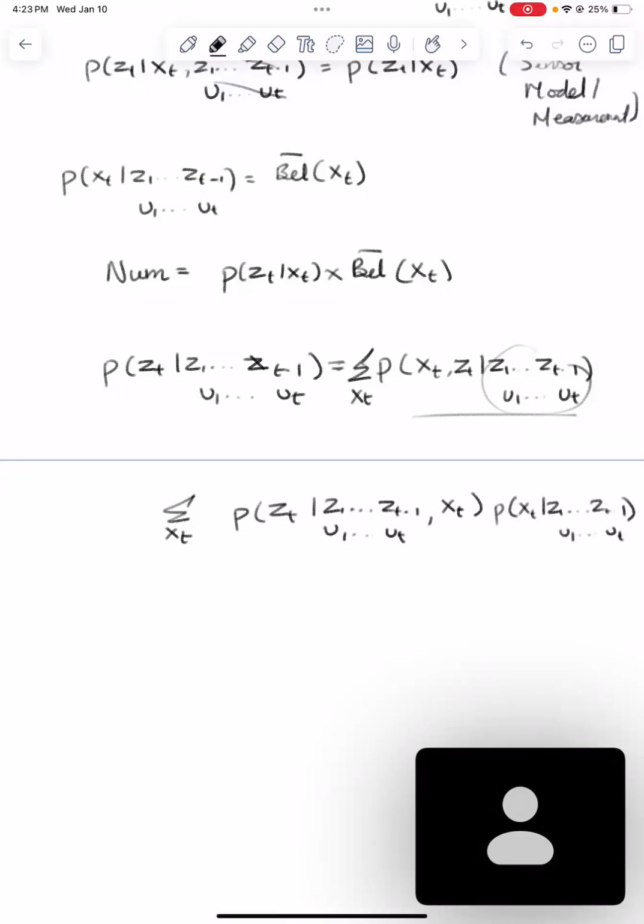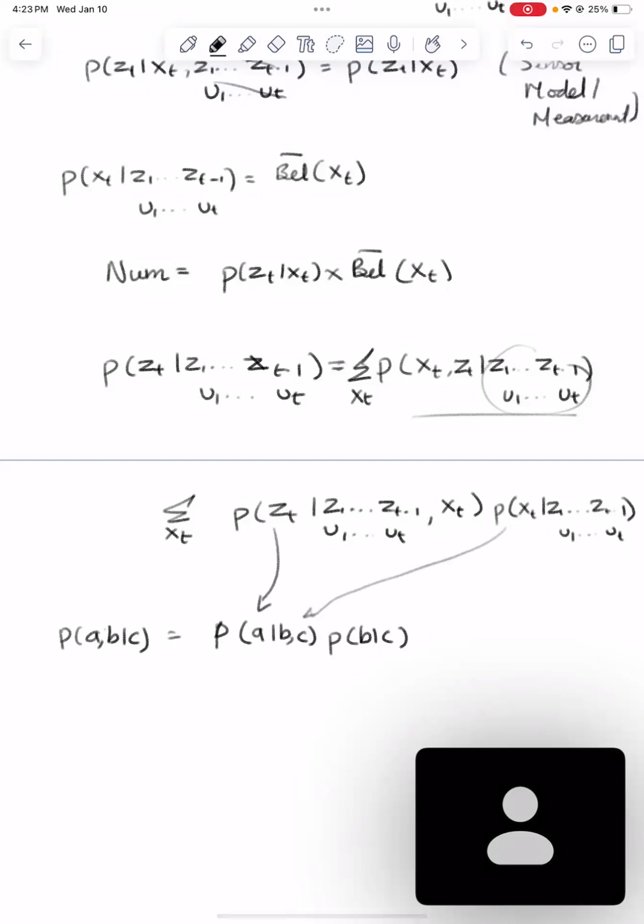So all we've done here is, let's think of this as P of A comma B given C, right? You can write this as P of A given B comma C times P of B given C, right? So pattern matching, zt is equal to A, xt is equal to B, and this whole evidence is equal to C, right? And that's what gives us this.